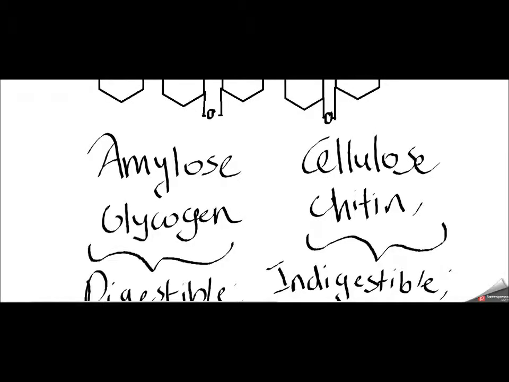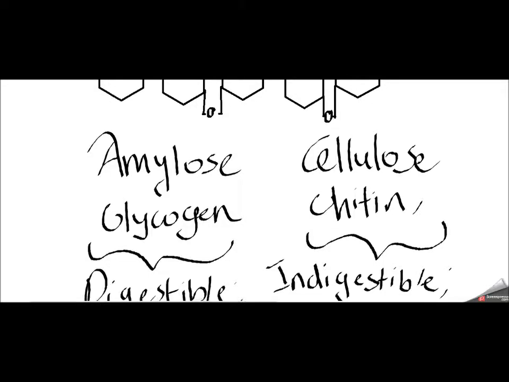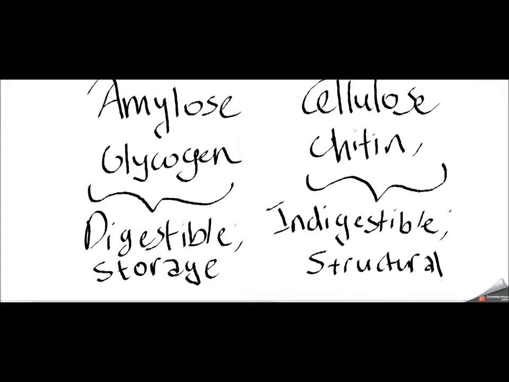Cellulose, which is found in plants, is a structural carbohydrate and it composes most of plant cell walls. Chitin is another structural carbohydrate and it makes up exoskeletons of arthropods and fungi. These are both indigestible because they are made of beta-glucose isomers whose bond angles cannot be broken down by enzymes. Now let's move on to lipids.